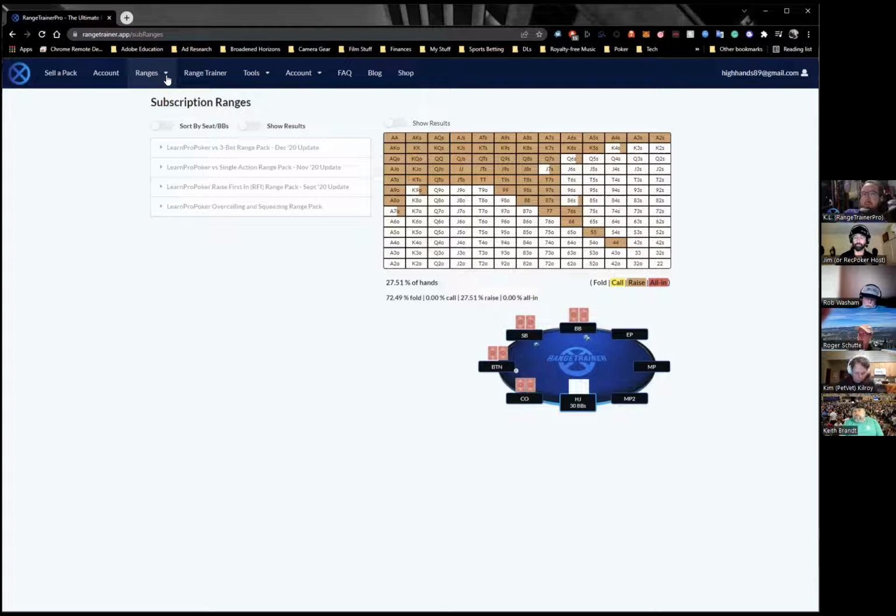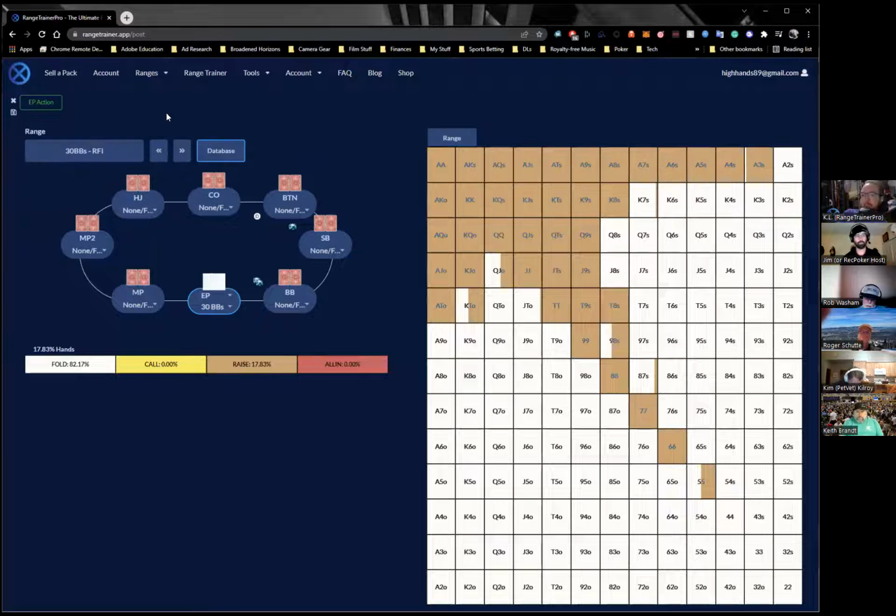So let me show you what I mean. Postflop is exactly what it sounds like. It shows you a number of situations which we have pre-solved and put into our database, and allows you to see what a solver would want to do across every conceivable flop. When I say every conceivable flop, I mean all 1,755 strategically unique flops.